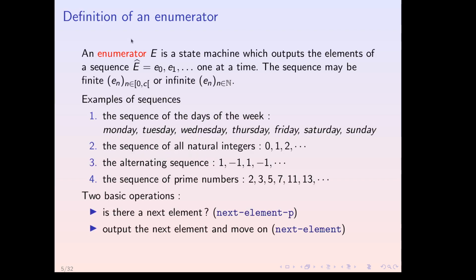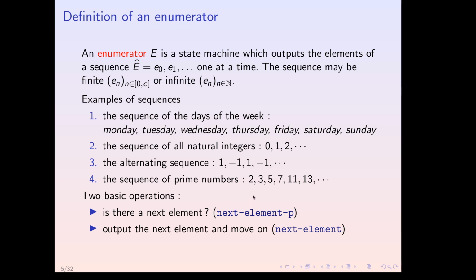So an enumerator is a state machine which outputs one at a time the elements of a sequence. The sequence may be finite or infinite. Here are some examples of sequences. A finite sequence of the days of the week from Monday to Sunday. The sequence of all natural integers. The alternating sequence 1, minus 1, 1, minus 1. The sequence of prime numbers, also infinite.